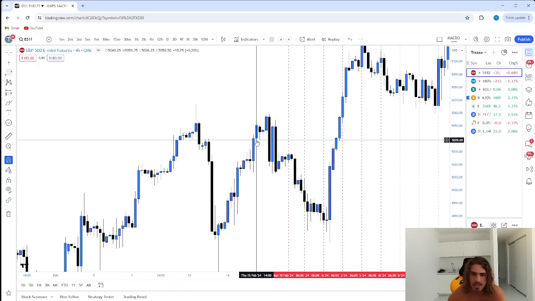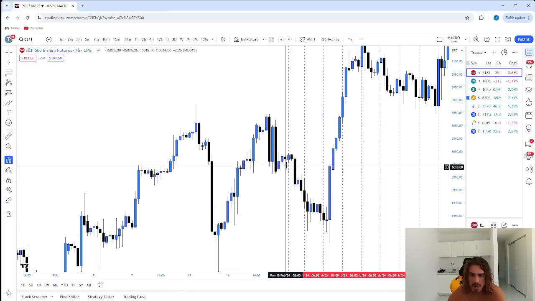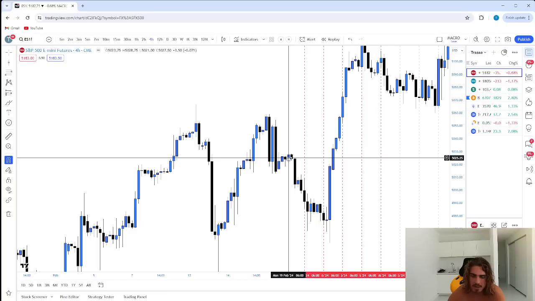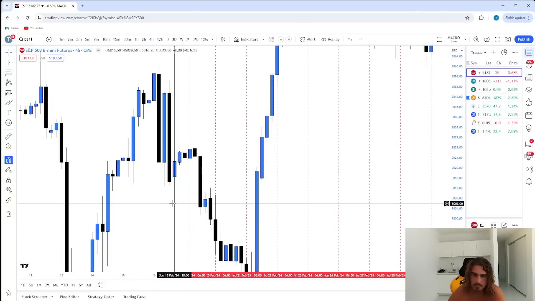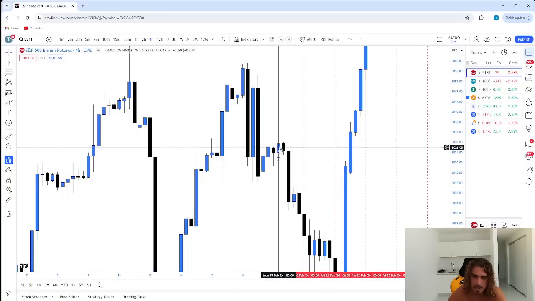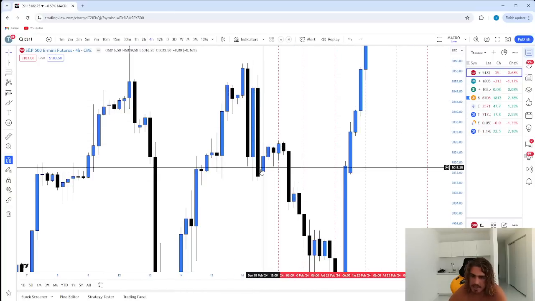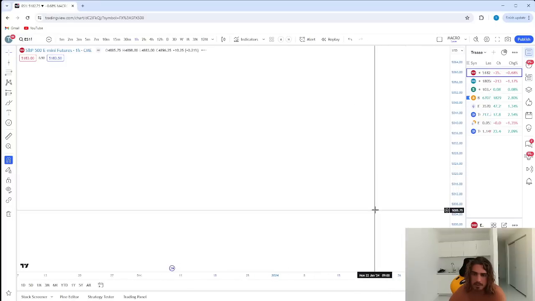Right here, we've got a break of structure to the downside on the 4 hour. Price continues lower. We don't know that this 4 hour candle is going to close bullish until like 30 minutes into market open, so we just need to keep that in mind. For the time being, price is bearish on the 4 hour. So what are we looking for? We're looking for sells. Scale down into the hourly.